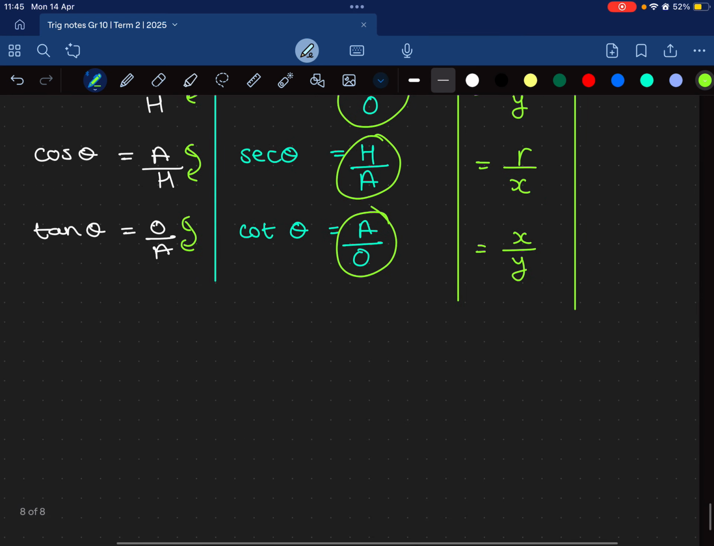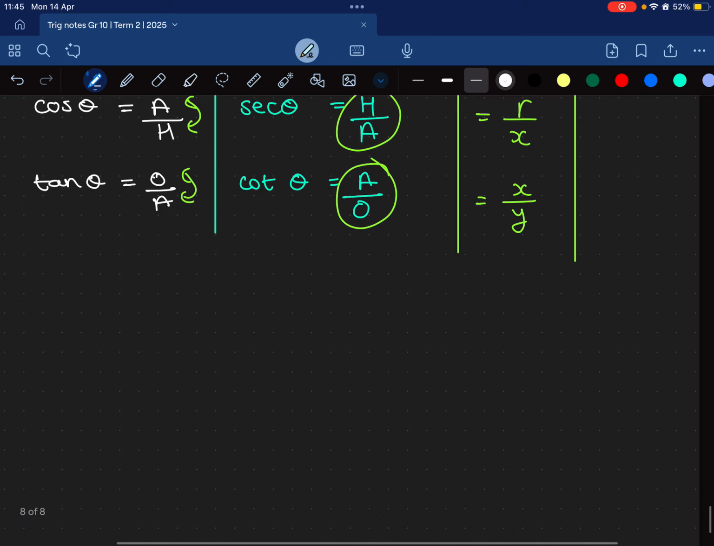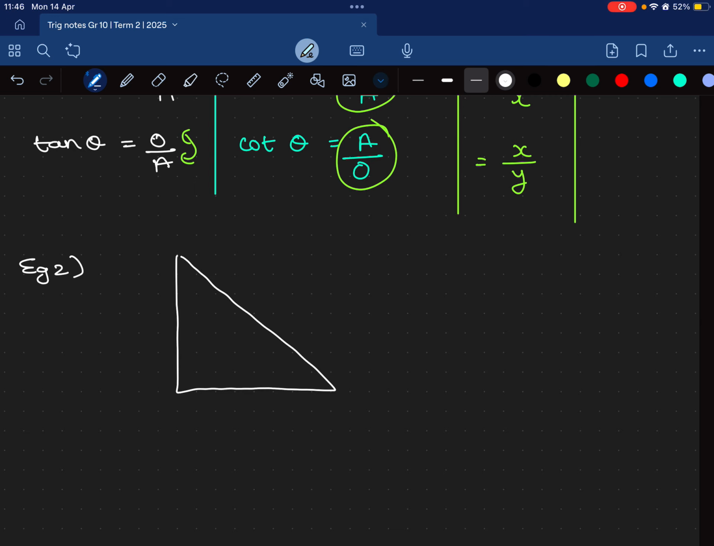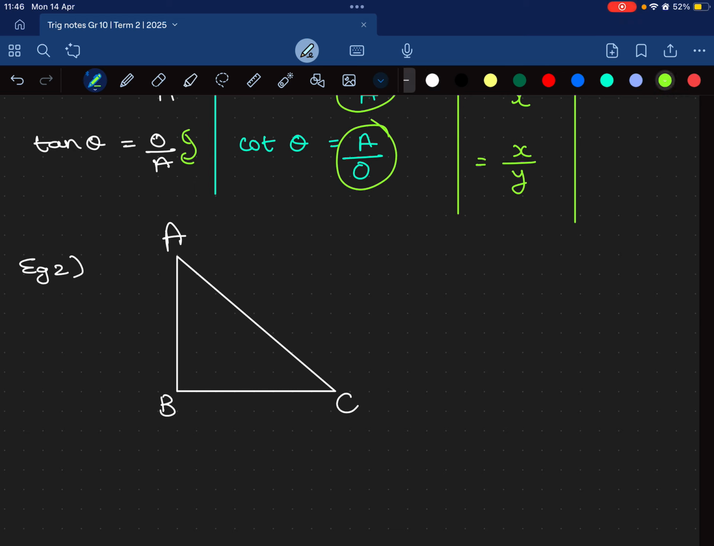Okay, so let's consider the following example. I have this triangle here. I'll call it A, B, C. And then we'll call the little letters A, C, B like that.